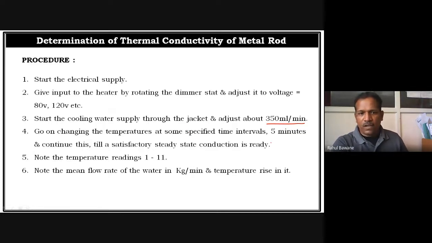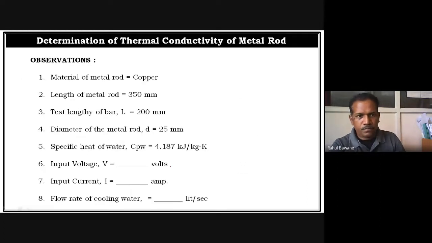Then after the 30 minutes waiting period, we have to note down our readings. Readings will be from T1 to T11. T1 to T9 are the thermocouples mounted on the actual test length of our copper rod. T10 is the water inlet temperature, T11 is the water outlet temperature. Okay, so this is the procedure.